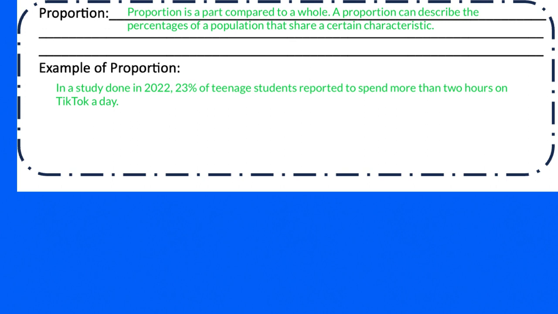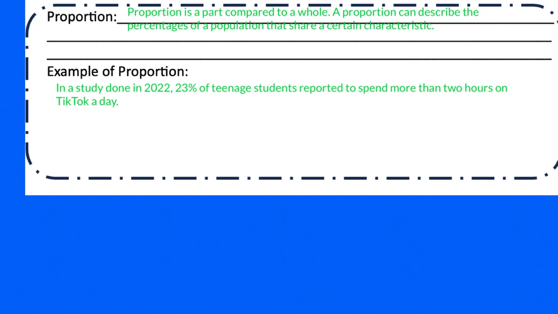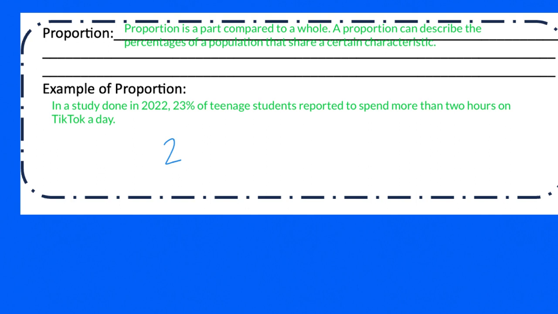Proportion is a part compared to the whole, so it's like a percentage. A proportion can describe the percentage of a population that shares a certain characteristic. So here's an example for you. In a study done in 2022, and this is real data, 23% of teenage students reported spending more than 2 hours on TikTok a day. So our percent that represents our population is 23% of teenagers who spend more than 2 hours a day on TikTok. If we're looking at teenage students as our population, then they collected a sample and found 23% of those students spend more than 2 hours a day on TikTok. So that is what a proportion is. It's a percent or a fraction that represents a characteristic of the population.